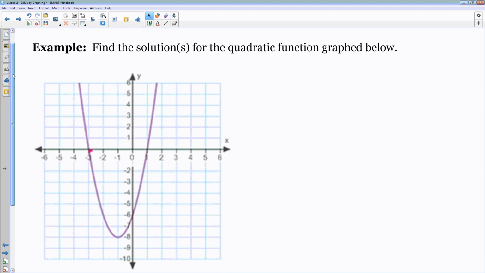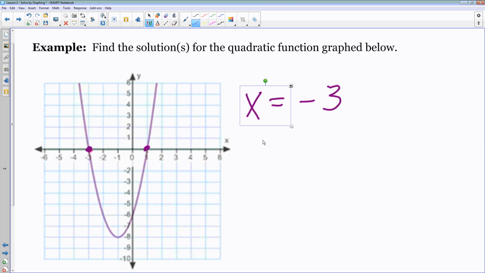So if you see this example here, it says to find the solutions for the quadratic function. Well, all that means is literally to look at the picture to see where we cross the x-axis. We cross at these 2 points. So my solutions are x equals -3 and x equals 1. Okay, it's just that simple. All right, so when we're solving by graphing, we're looking for nice numbers, essentially, a lot of the times.